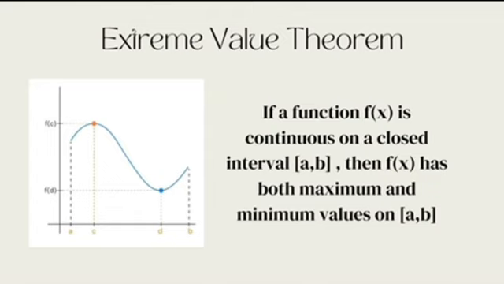If a function f of x is continuous on a closed interval a, b, then f of x has both maximum and minimum values on a, b. As we can see here in the presentation, the graph shows the extreme value theorem graphically. The point A shows the local maximum while point B shows the local minimum. On the other hand, point C shows the absolute maximum while point D shows the absolute minimum.